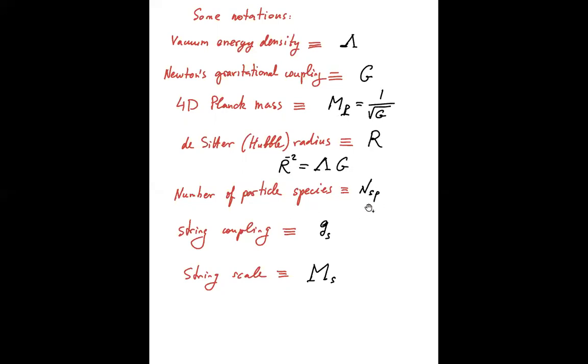Then I will have several numbers. Specifically, N species will denote the number of particle species in the theory. For example, if you are working with D-branes, it will denote the number of open string species, and so on. In case I discuss string theory, it will be g string, the dimensionless string coupling, and the string scale will be M string.